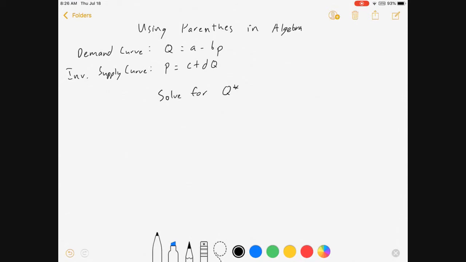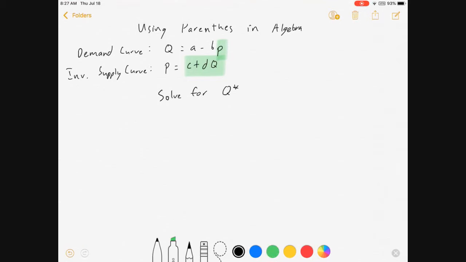And so how am I going to do that? Well, I need to remember first and foremost that this P here is equal to C plus DQ. The intersection of these equations has this P equal to the P in the supply curve, which means it's equal to C plus DQ.